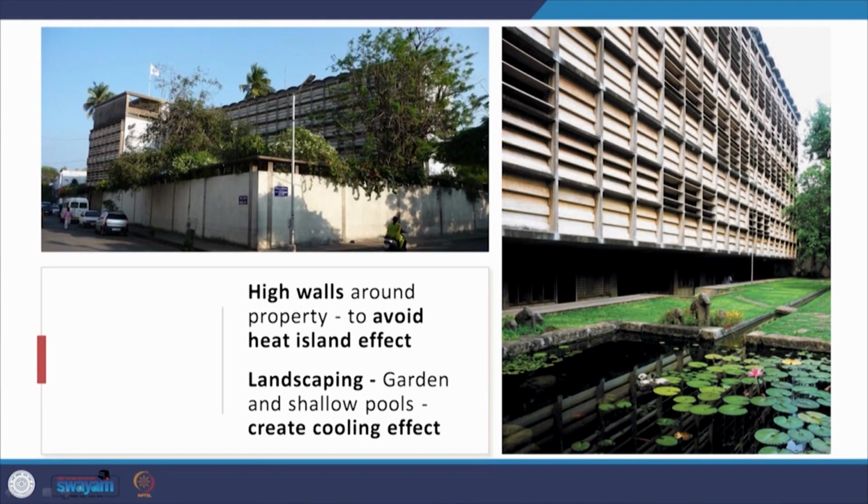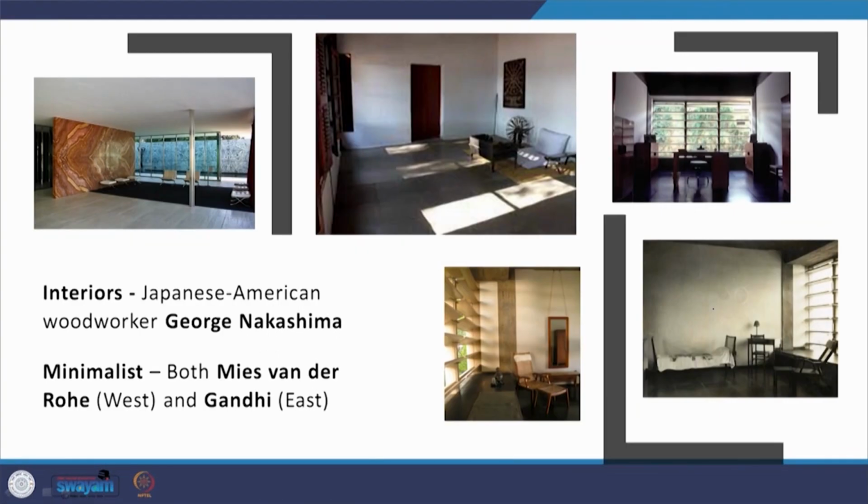Then there are these high walls all around the compound to mitigate the impact of UHI, the urban heat island effect of the city area outside the building site, and landscaping within, gardens and pools of water, help in creating a microclimate of cooling within the site of the building. So all these different elements play to make a modernist building suited for the tropical climate.